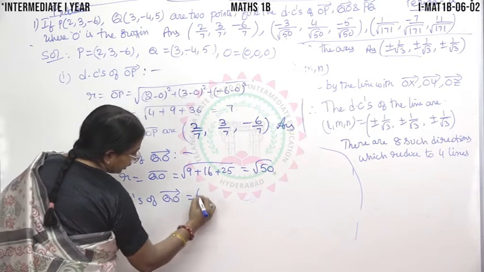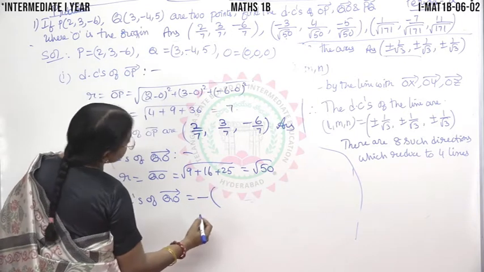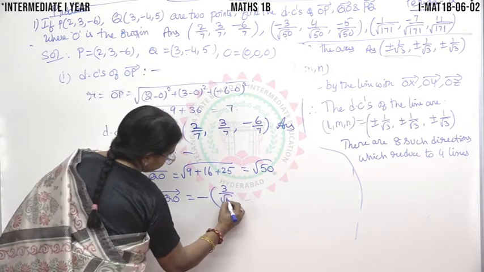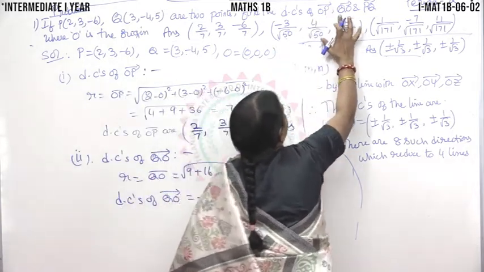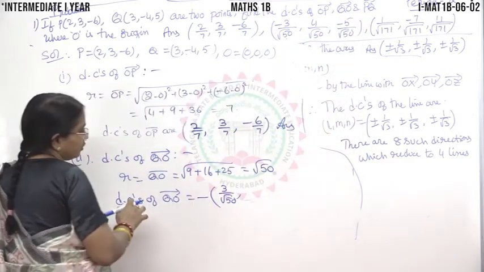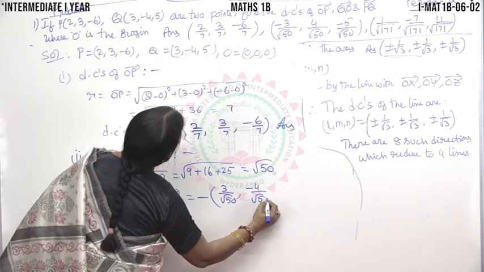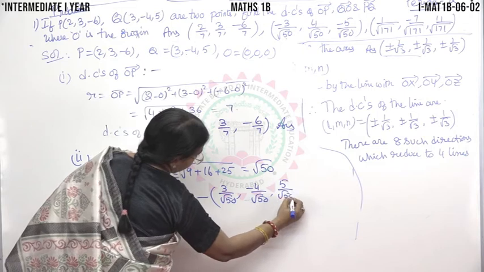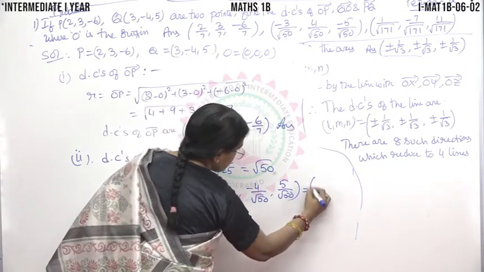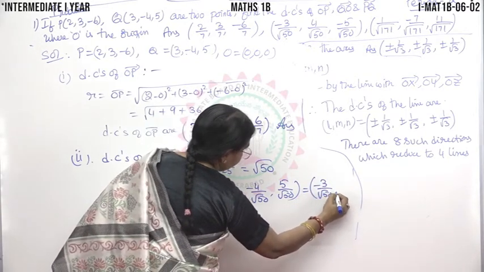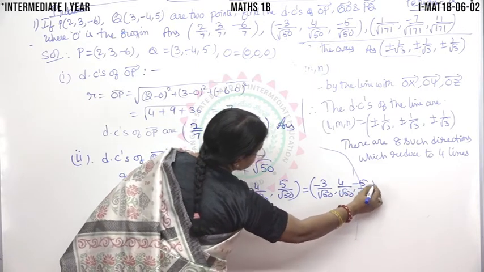Because it is QO, it should be minus of 3 by root 50. For OP it is direct, but for QO it is the other set of direction cosines you have to write. 3 and then minus 4 by root 50 and then 5 by root 50. So that means minus 3 by root 50, then 4 by root 50, and then minus 5 by root 50.